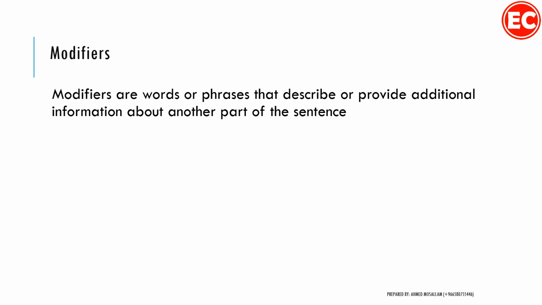So what are modifiers? In the beginning, you have to know that modifiers are words or phrases that describe or provide additional information about another part of the sentence. You may find it in the beginning of the sentence, in the middle, or at the end of the sentence. The key rule is that you must place the modifier close to the thing that it modifies. This is the key rule that you have to keep in mind.